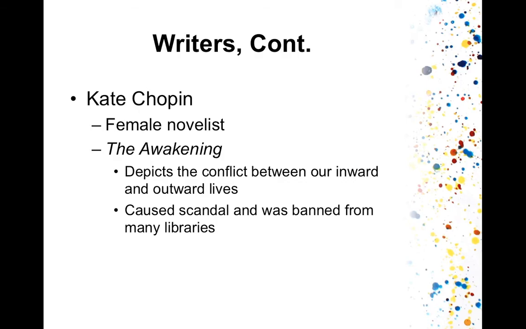Kate Chopin was a notable woman novelist. The Awakening depicts the conflict between our inward and outward lives. The main character is a respected wife and mother who leads a routine life. Suddenly she awakens one summer when she falls in love and discovers passion before committing suicide. The book caused a scandal and was banned from many libraries across the nation.